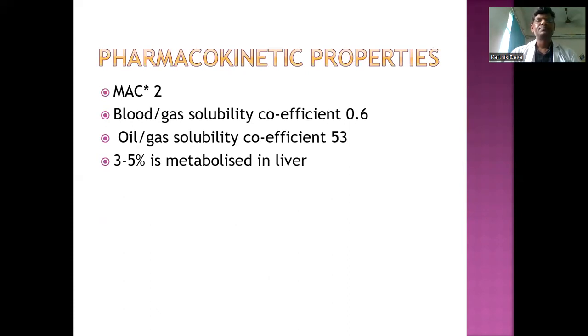Pharmacokinetic properties. It has a MAC value of 2. Blood gas solubility coefficient is 0.6. Oil gas solubility coefficient is 53. Only 3 to 5% gets metabolized in the liver.